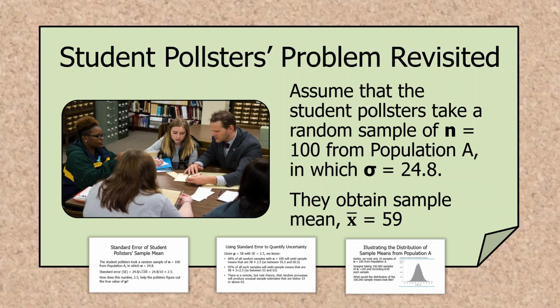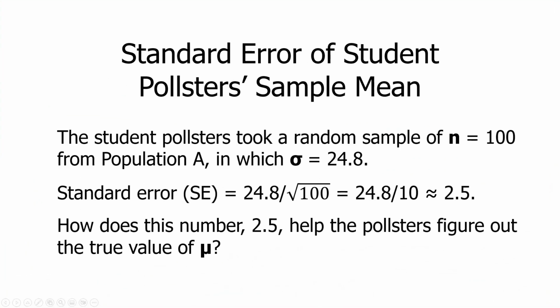Just to reiterate, let's assume that the pollsters took a random sample of n equal to 100 from population A. Remember, that was a population with a standard deviation of about 25. It was 24.8. And they obtain a sample mean of 59. Therefore, the standard error associated with that sample mean, the amount of random noise in that sample mean, is equal to 24.8 divided by the square root of 100, or about 2.5. So now we have a sample mean of 59 and a standard error of 2.5.